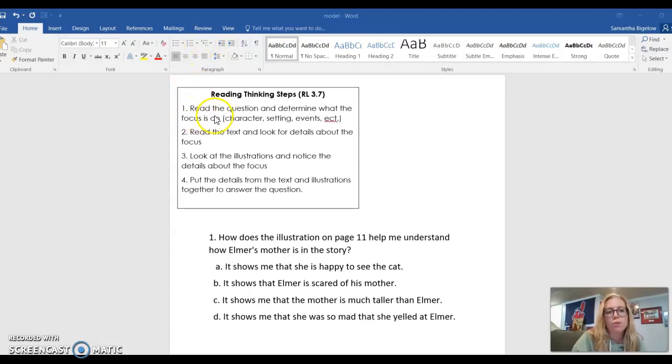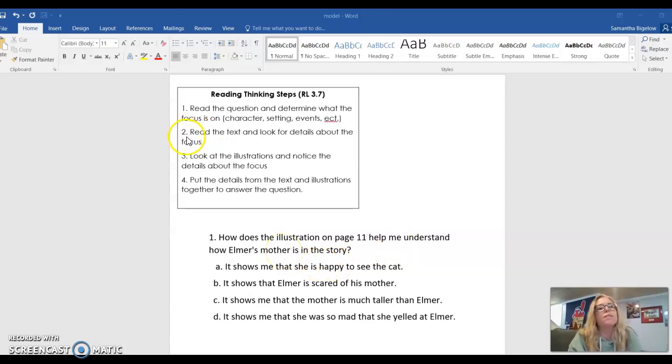So step 1, read the question and determine what the focus is on. Is it on the character? Is it about the setting? Or is it about the events? So I'm going to go down to my question. How does the illustration on page 11 help me understand how Elmer's mother is in the story? So I'm thinking about what my focus is in that question. So my focus is Elmer's mother. So that's who I need to be paying close attention to.